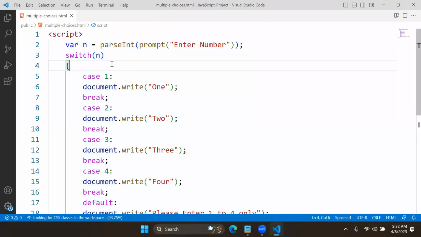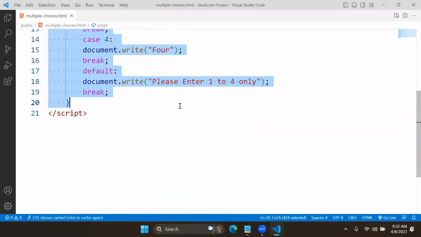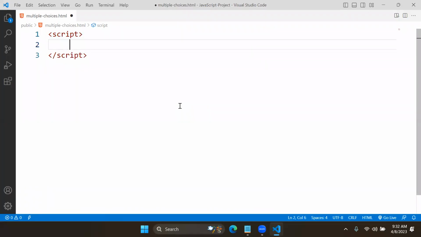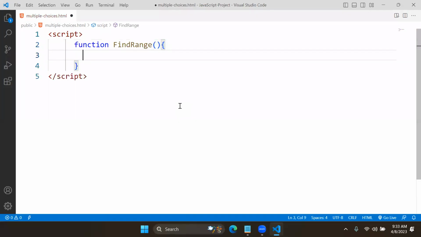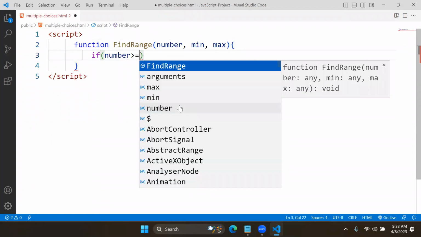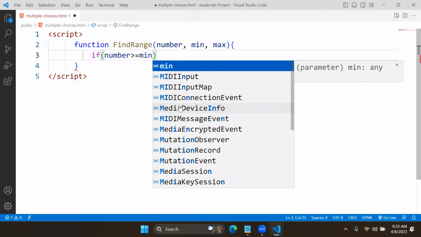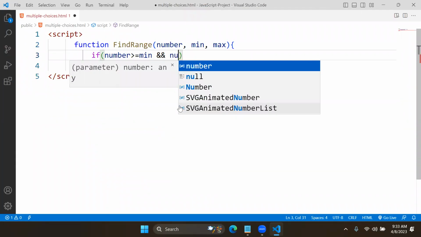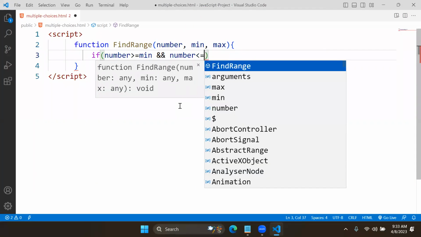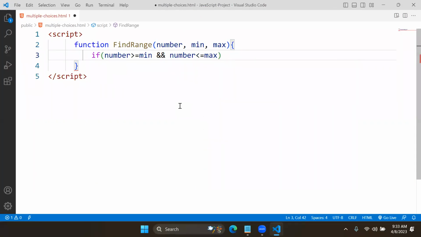The condition for this is simple. See, what's the condition you write here? So function, what is the function name? Find range is the function. We have to take 3 parameters. What are those? Number, min, and max. We have to write condition. If number is greater than or equal to min and number is less than or equal to max, that means it is in range.